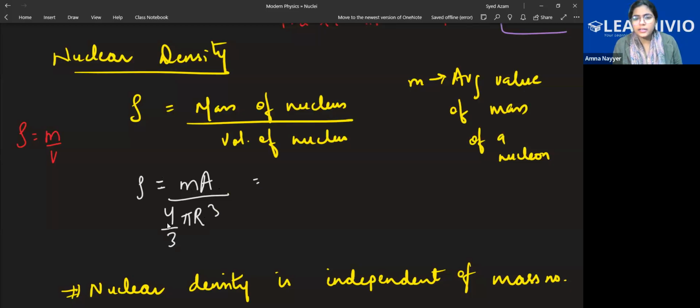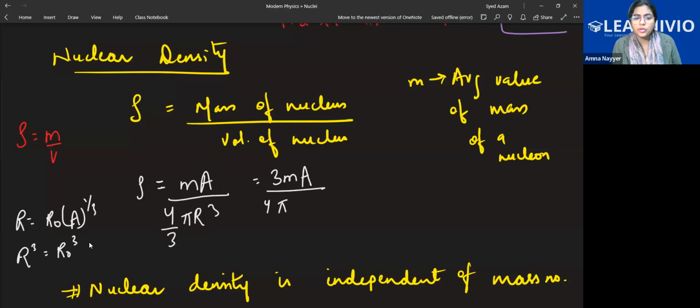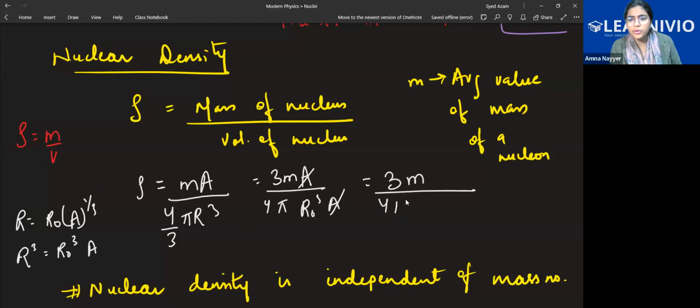So, Ma by volume, which is 4 by 3 pi r cube. So this 3 will go up, 3 Ma by 4 pi. Now, R we have calculated. R is R naught A to the power 1 by 3. So, what will R cube be? R naught cube A, because this 1 by 3 will be cancelled with the power 3 of the cube. So, I'll put the value of R cube as R naught cube into A. A gets cancelled. Class, what are we left with? 3 into m by 4 pi R naught whole cube.